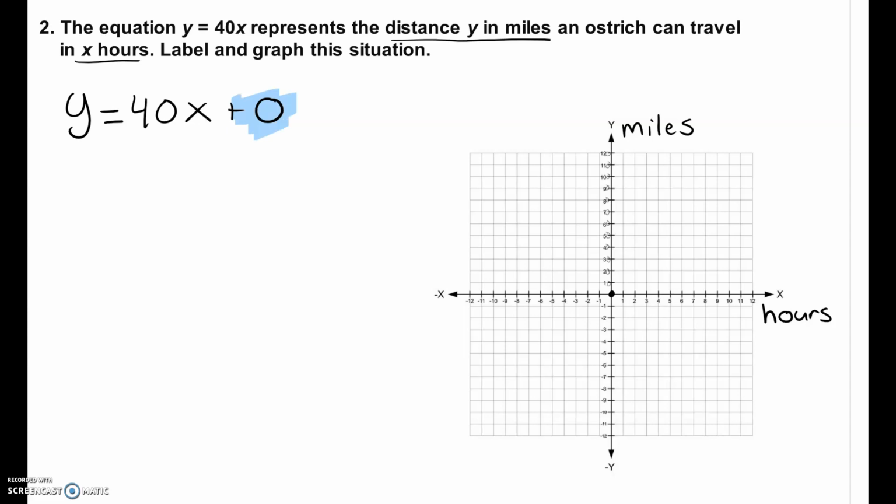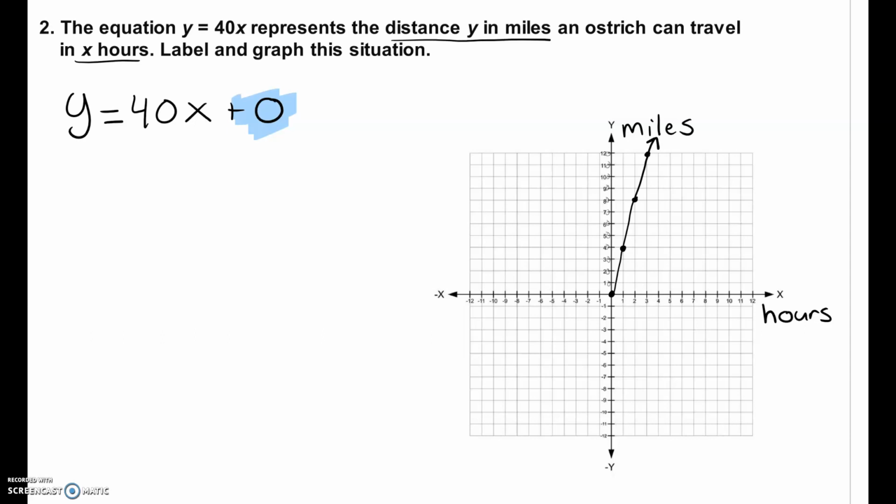We're going to go up 40 over 1, which means right here. Up 40 over 1, up 40 over 1. So our graph is going to look like this. When we graph real stuff, we don't always have to keep going in the negative direction because we can't have negative distance and negative hours. Doesn't really work. So we're only going to graph it in this positive direction.